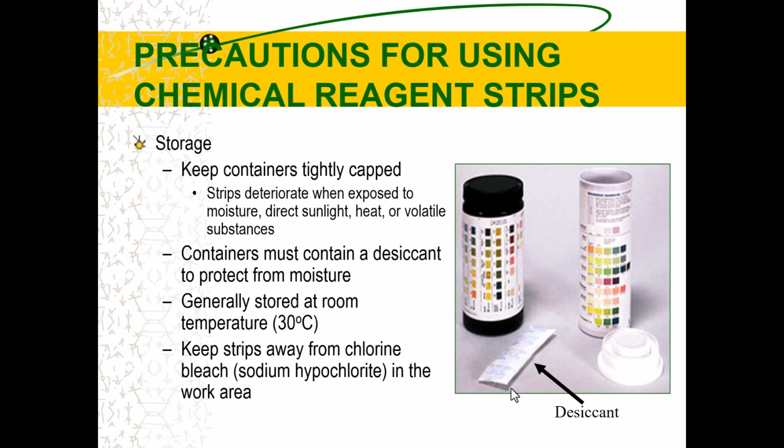Storage. These bottles come with desiccants. Some are little packs, some are in the lids. When you open them up, you take a strip out and put the lid right back on. You're not going to open it at the beginning of your shift and close it at the end of your shift. Every time you pull one out, you put the lid right back on. They get stored at room temperature. You've got to keep them away from chlorine bleach. Thankfully, we don't use chlorine bleach to clean counters, but we will talk about why that's important later.